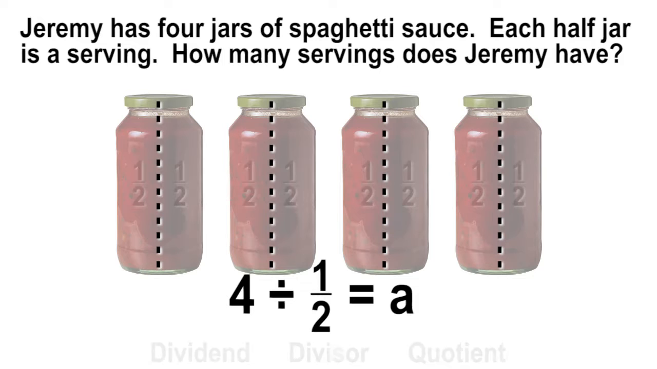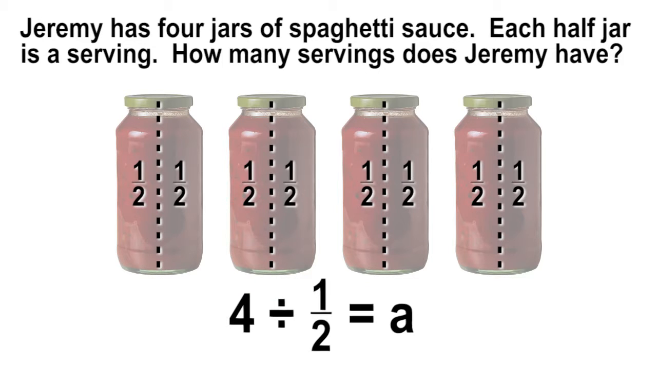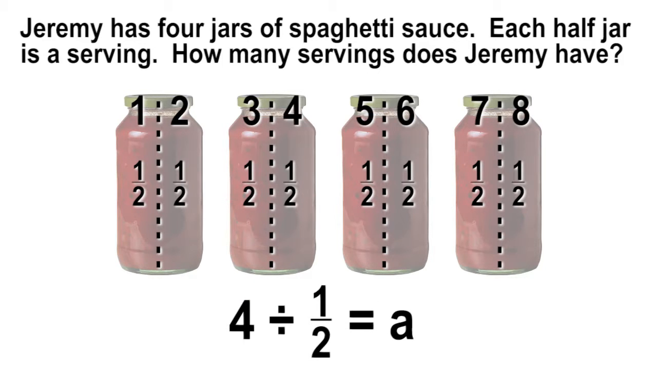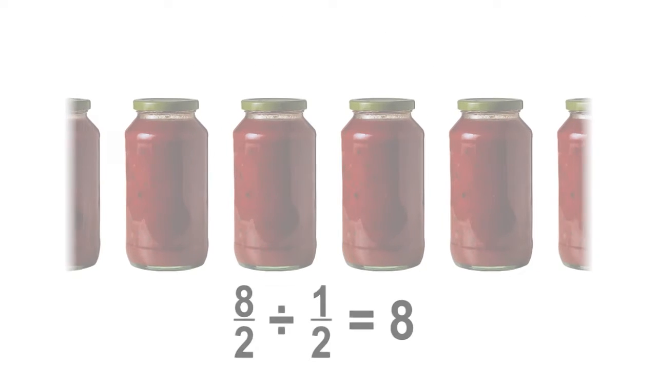Partition each jar into 2 halves, then count the halves. There are 8 1/2s in 4 whole jars, so we can see Jeremy has 8 servings. We can use the common denominator algorithm to write the equation 8/2 divided by 1/2 equals 8. We'll look at a similar problem and solve it by modeling with Cuisenaire rods.